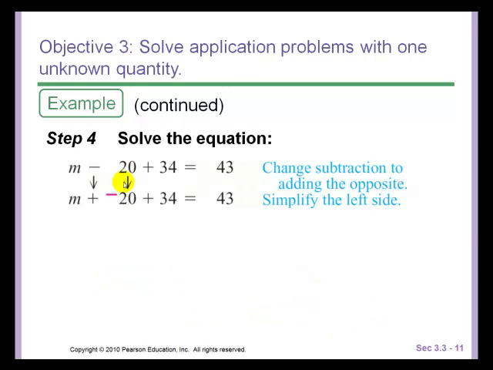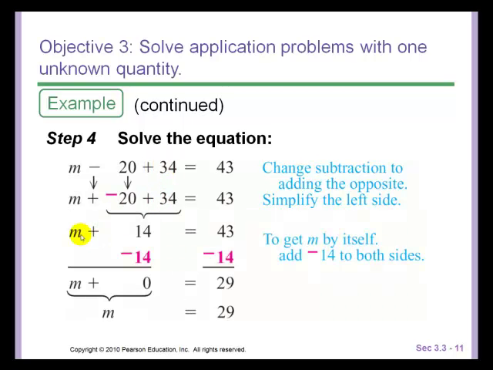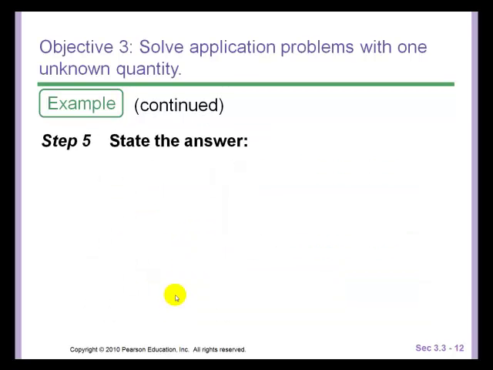Now we have to solve our equation. If you need to, rewrite subtract 20 as add a -20. It's up to you whether you need to do this step. Combine our like terms, the -20 and plus 34, or negative 20 and positive 34, and you get m plus 14 equals 43. To get m by itself, subtract 14 from both sides, and we wind up with m equals 29.